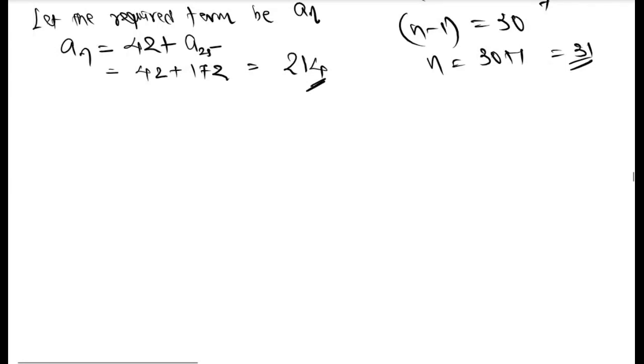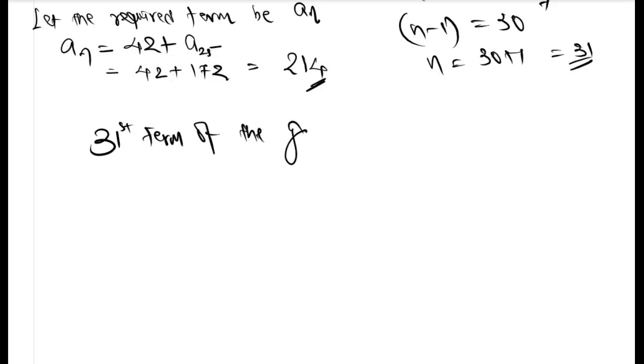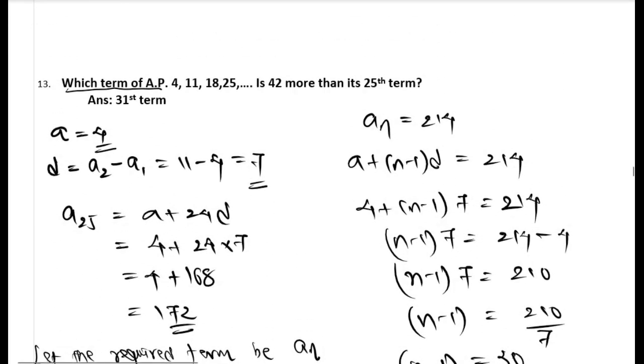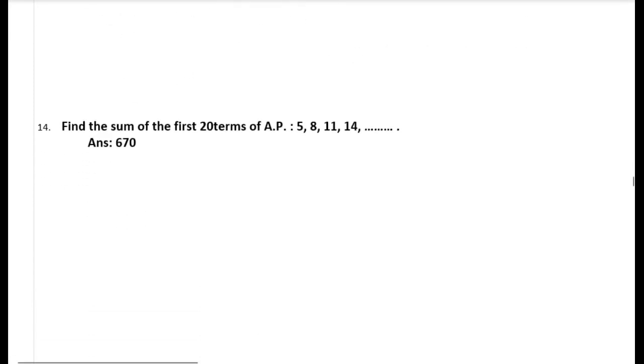So you can write the answer like this. The 31st term of the given AP is 42 more than its 25th term, right? So this is how you want to solve this. Okay, so part B is over. Exercise 10B, all the questions based on exercise 10B I have done.